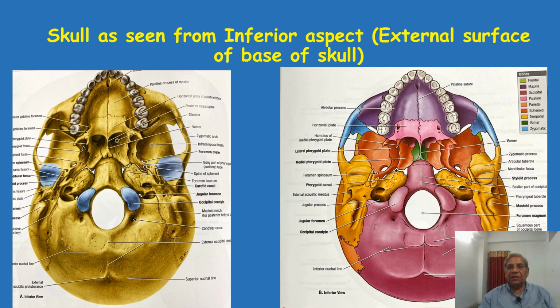Then you are seeing these two plates here, just lateral to the vomer bone, which are part of the sphenoid bone, and these two plates are called the lateral and medial pterygoid plates. This is the lateral pterygoid plate and this is the medial of this side, and this is the medial and lateral pterygoid plate of this side.